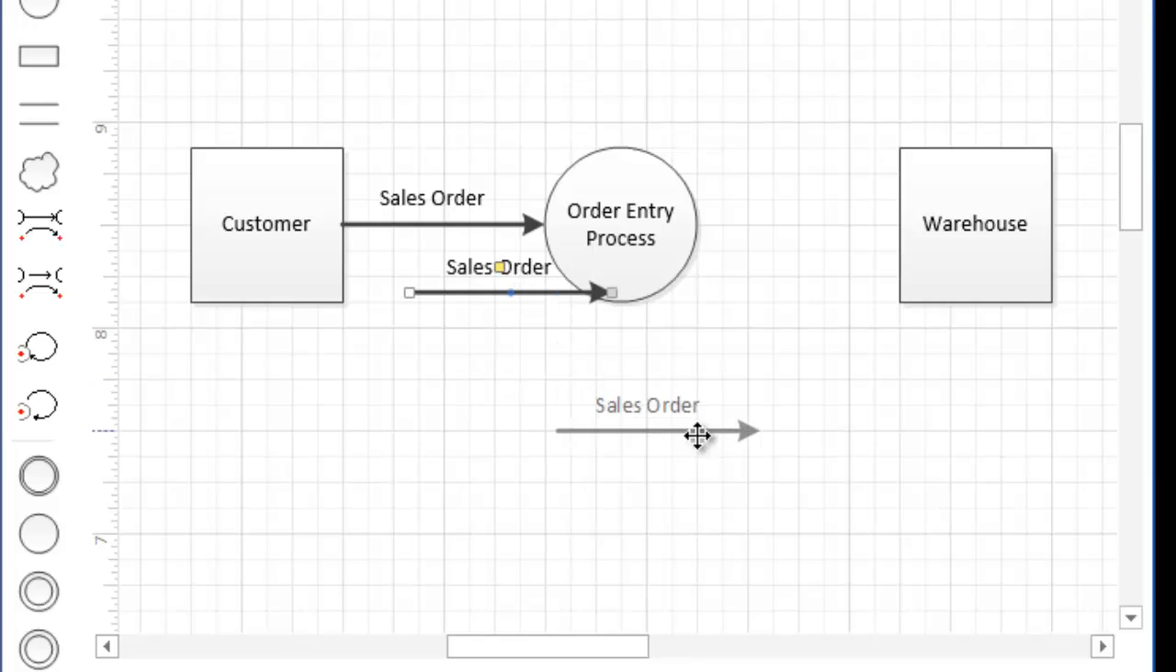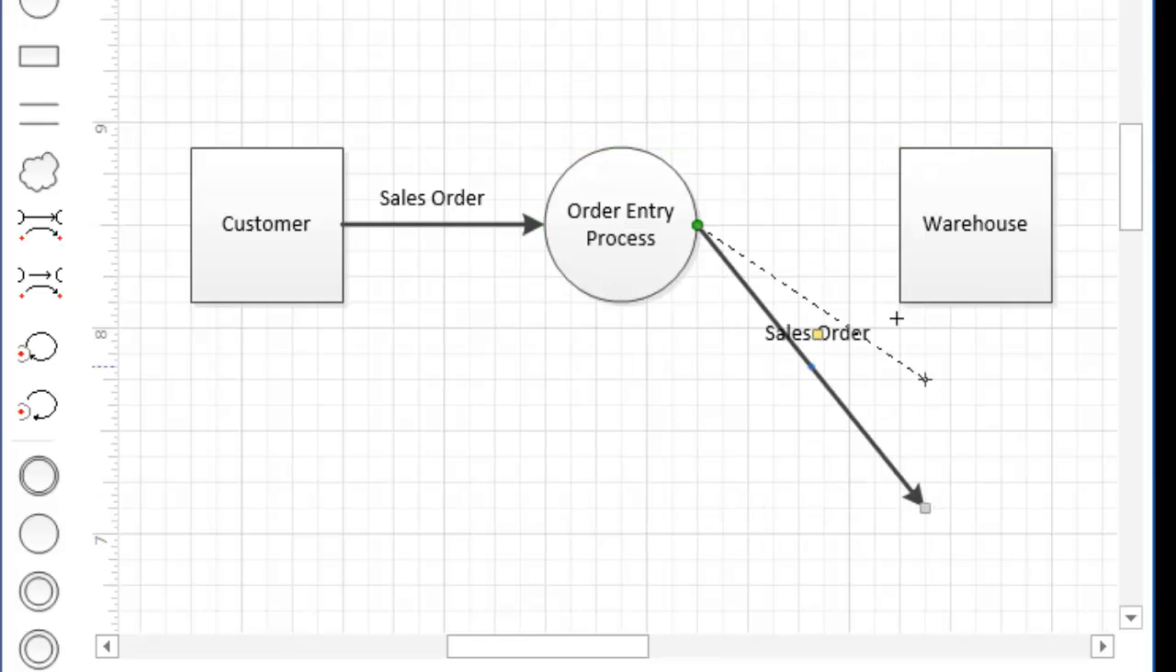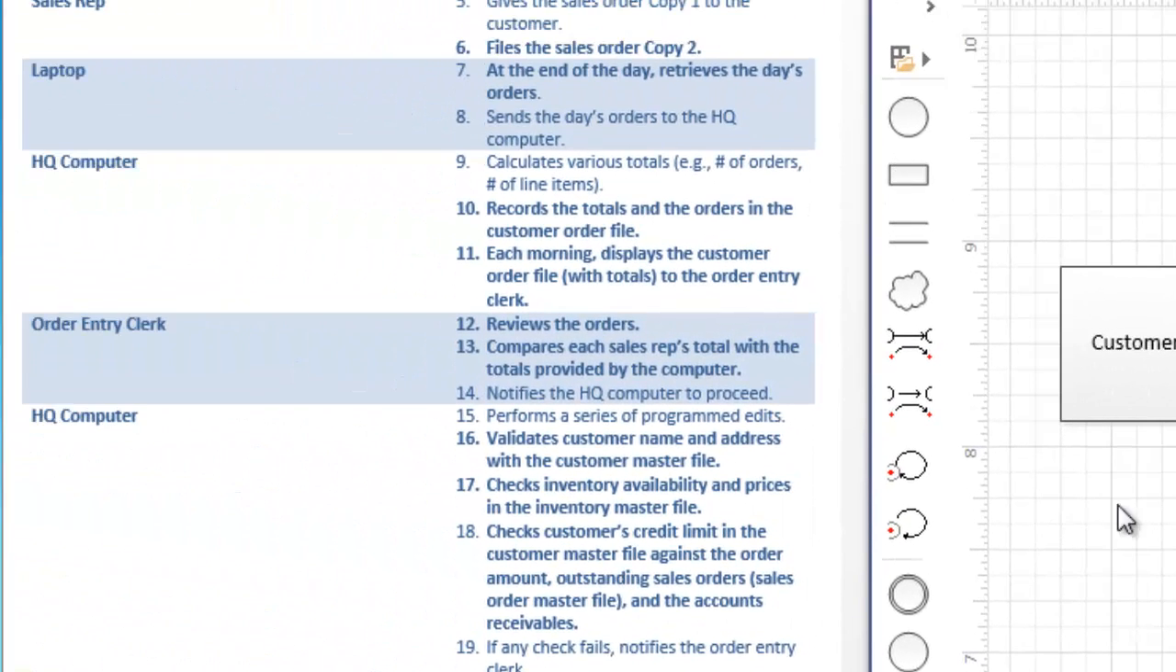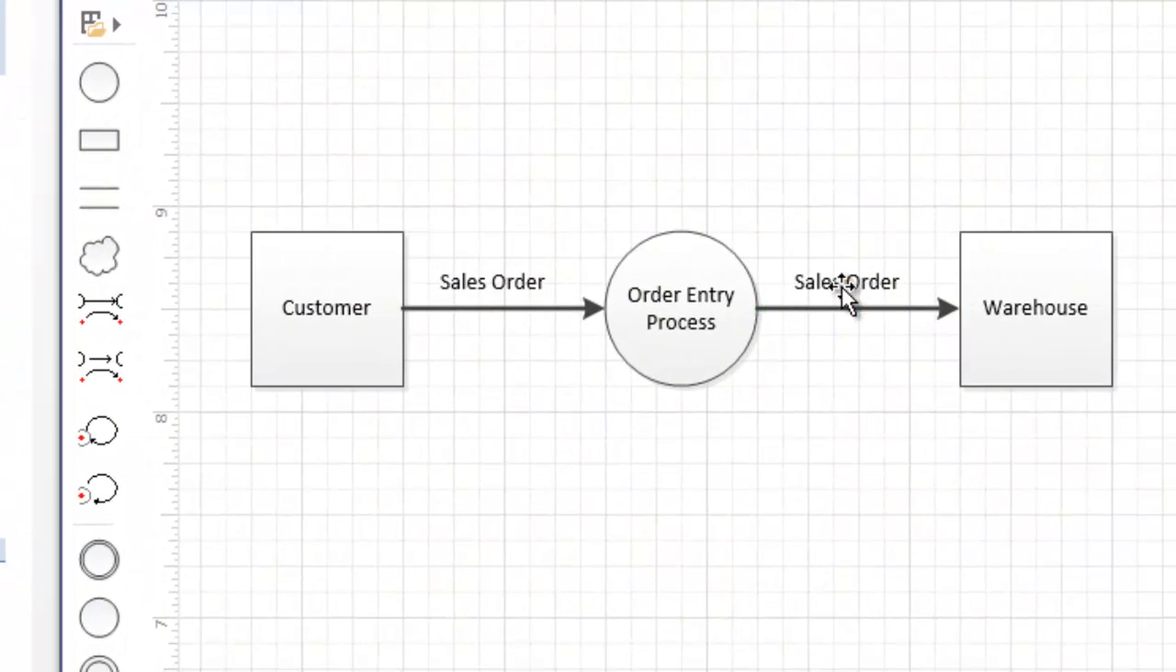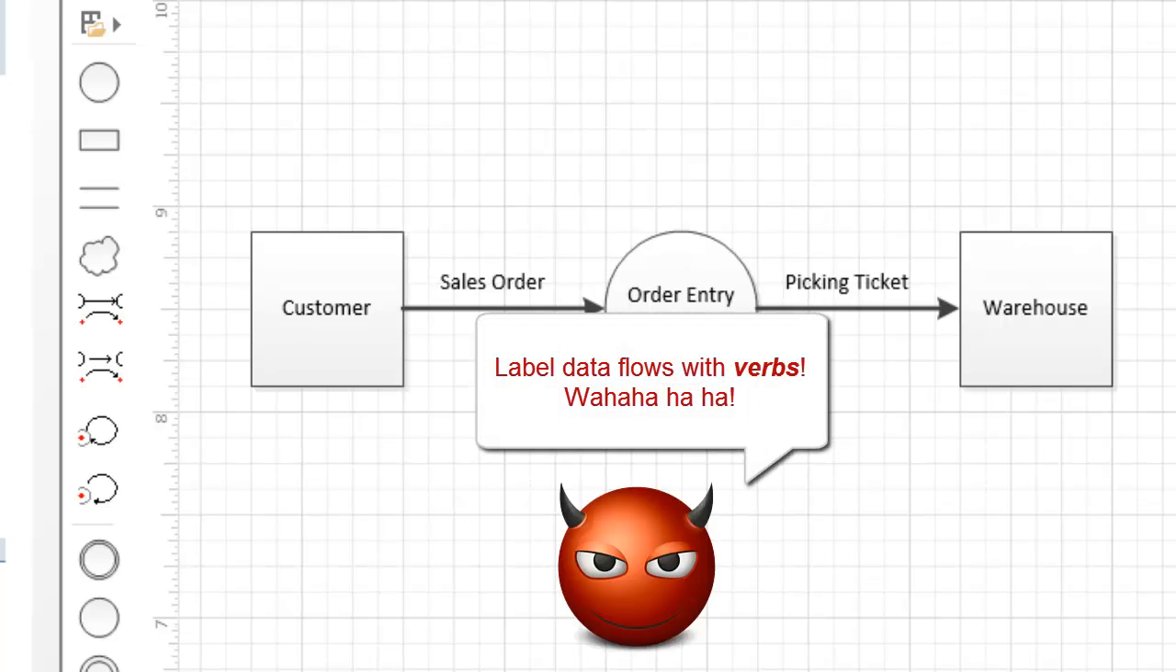Now we need to determine what flows between the warehouse and the process bubble. And if we go back here and scroll down in our table, we see that the headquarter computer sends the picking ticket to the warehouse. So we're sending a picking ticket to the warehouse. We'll label that. Now notice that I labeled the data flows with nouns. Data flows will always be labeled with nouns, whether it's in logical DFDs, in physical DFDs, or in document flowcharts. We're always labeling the data flows with nouns. So resist the temptation to label data flows with verbs. That's incorrect.